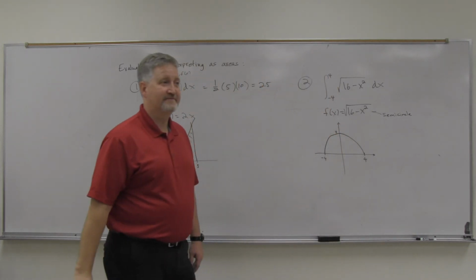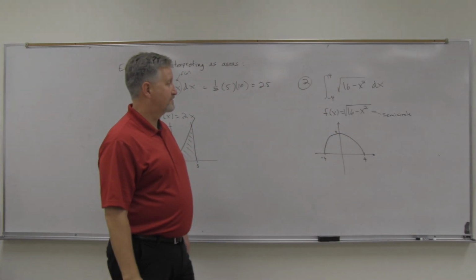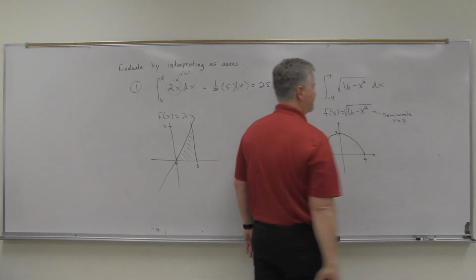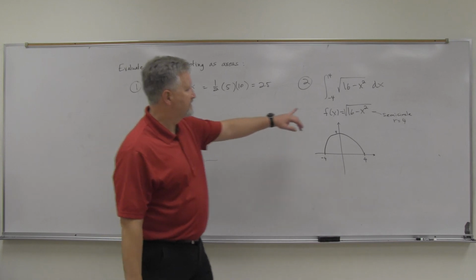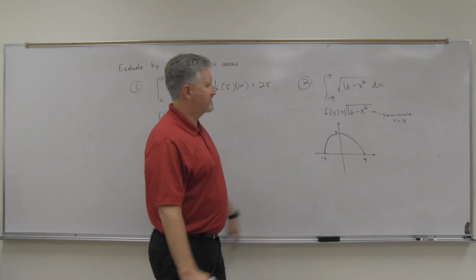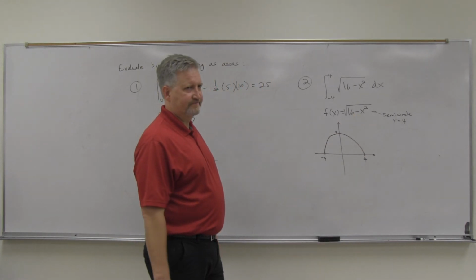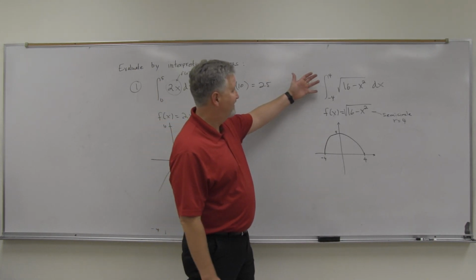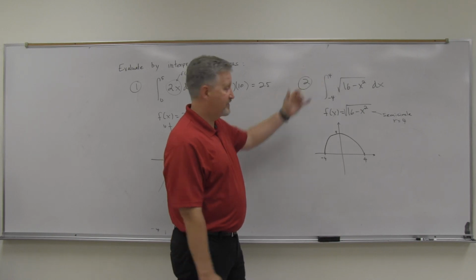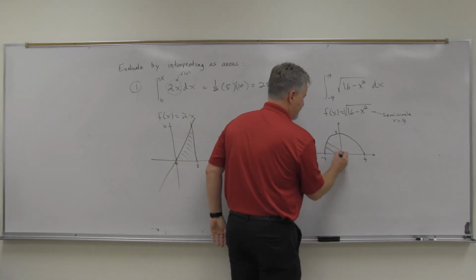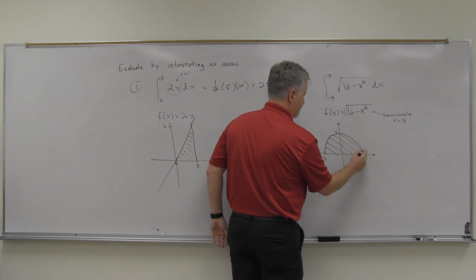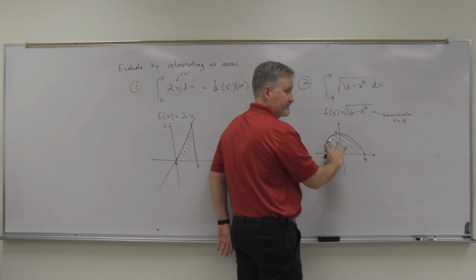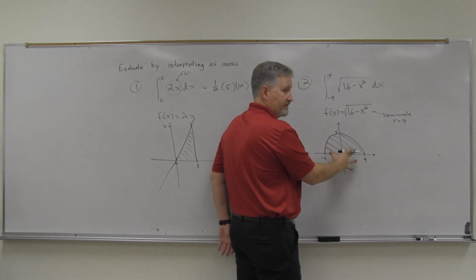It's half a circle. Radius is 4, center at 0, 0. Yeah. The square root of 16 minus x squared is a semicircle of radius 4. All right. The question though was, what's this integral from -4 to 4? Well, I'm talking about this area right here, aren't I? This integral is the area under the curve. So I'm talking about that area.